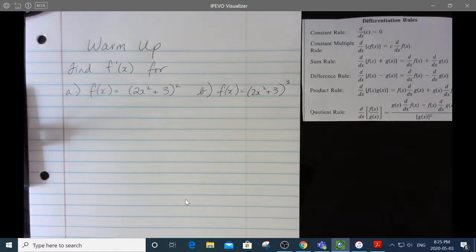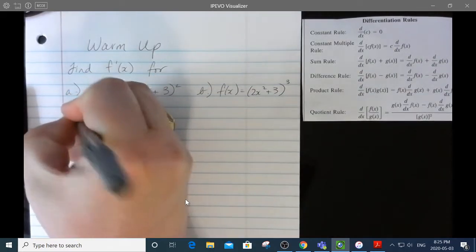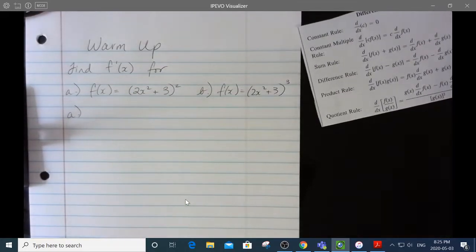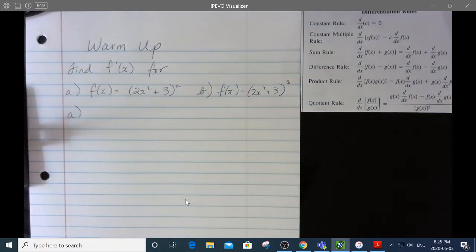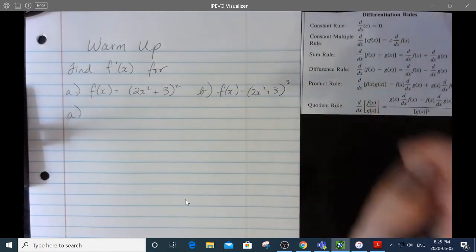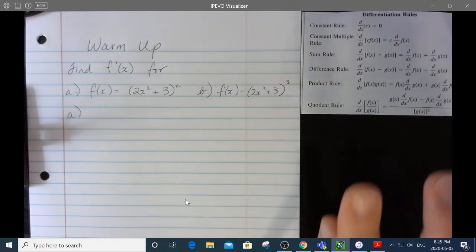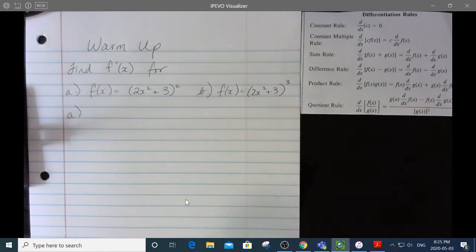Did you get them? All right, let's do A together real quick. So for A, let me just move some things around here. I guess I should have said coming in that the reason I put the differentiation rules here is that I want you to only use these ones. If you already know how to do this with the chain rule, by all means, try to resist and use just the regular rules here.